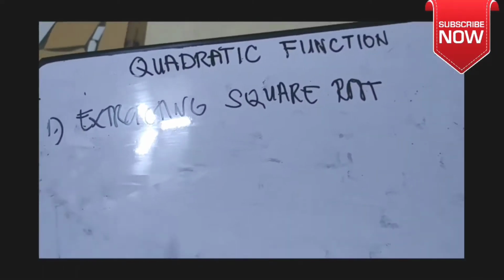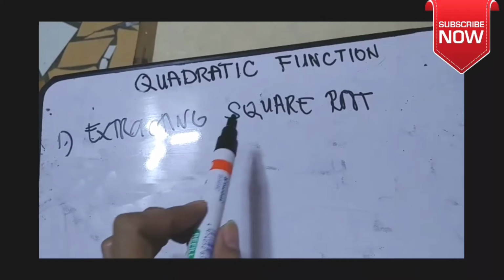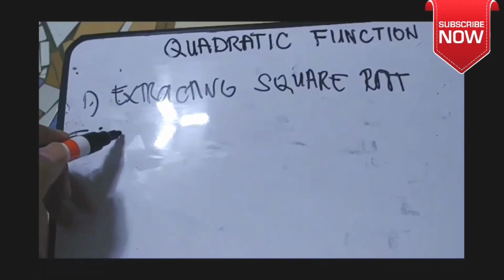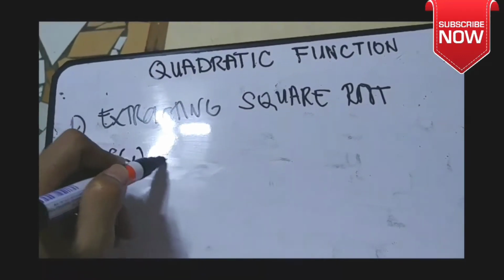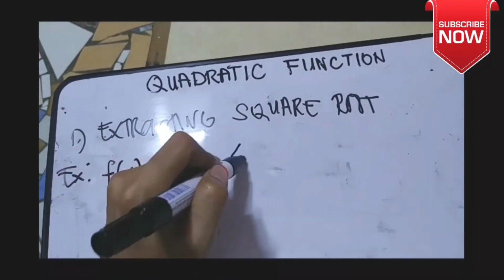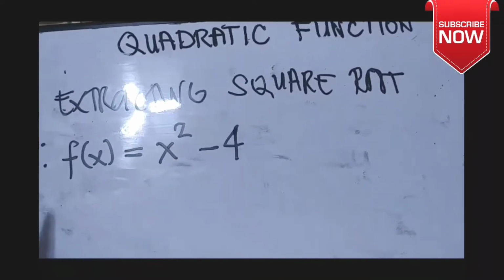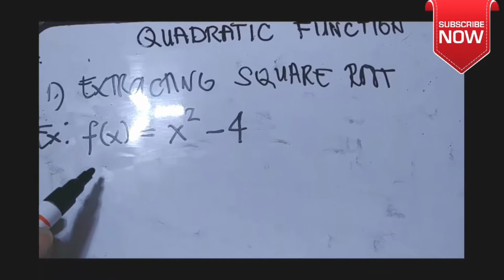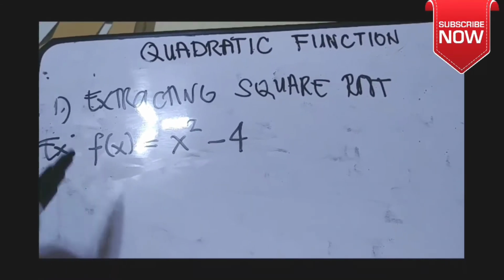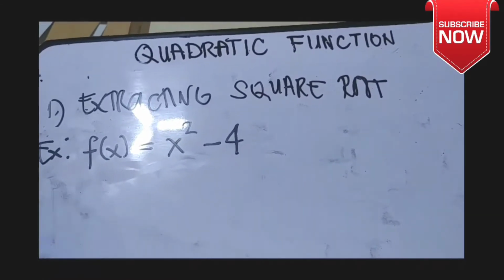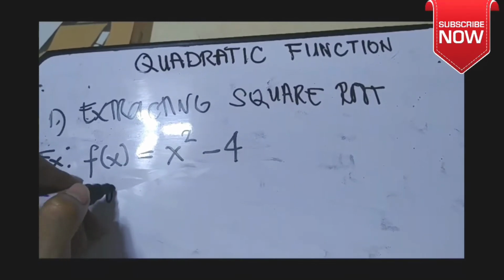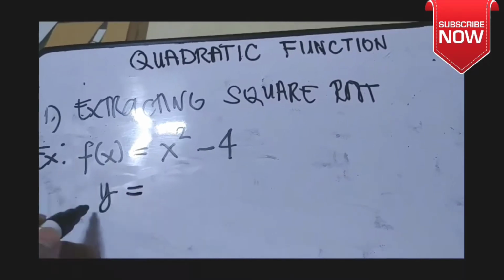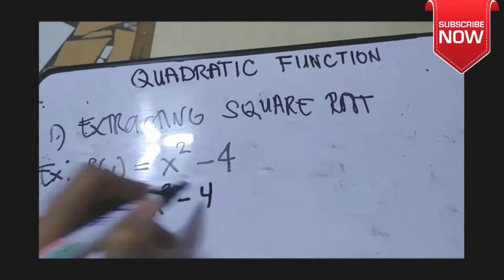Okay, so now let us discuss the first method, which is extracting square root. So magbibigay muna tayo ng sample. F of x is equal to x squared minus 4. At para malaman natin kung ano ang value ng x, kailangan nating i-let ang f of x is equal to y is equal to 0. By the way, ang f of x, yan din ang y. It also symbolizes y. Pwede rin natin siyang i-rewrite na y is equal to x squared minus 4.